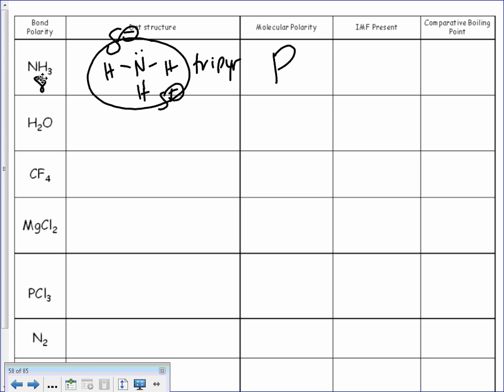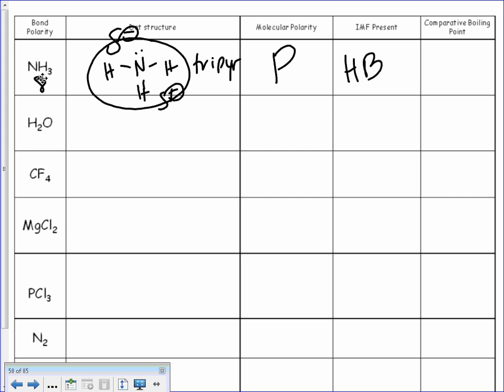What are the only 2 IMFs present for polar molecules? Okay, which one applies here? Why? Right, hydrogen bonded to a nitrogen. So that's the only reason it applies. Okay, we're writing down across. We're going to do comparative boiling point at the very end.